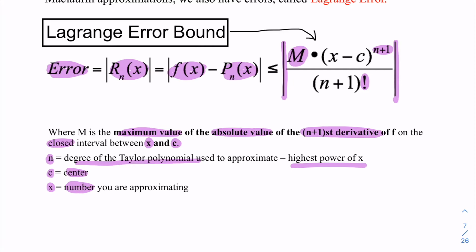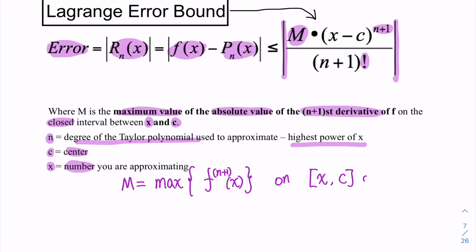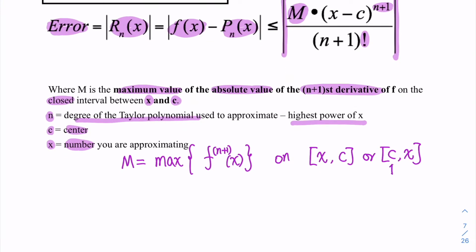So let me write this sentence using a math equation. M equals the maximum value of the n plus 1 derivative of f on the interval between x and c, or c to x, depending on which value is bigger, where your x value is the one you are trying to approximate and c is your center.